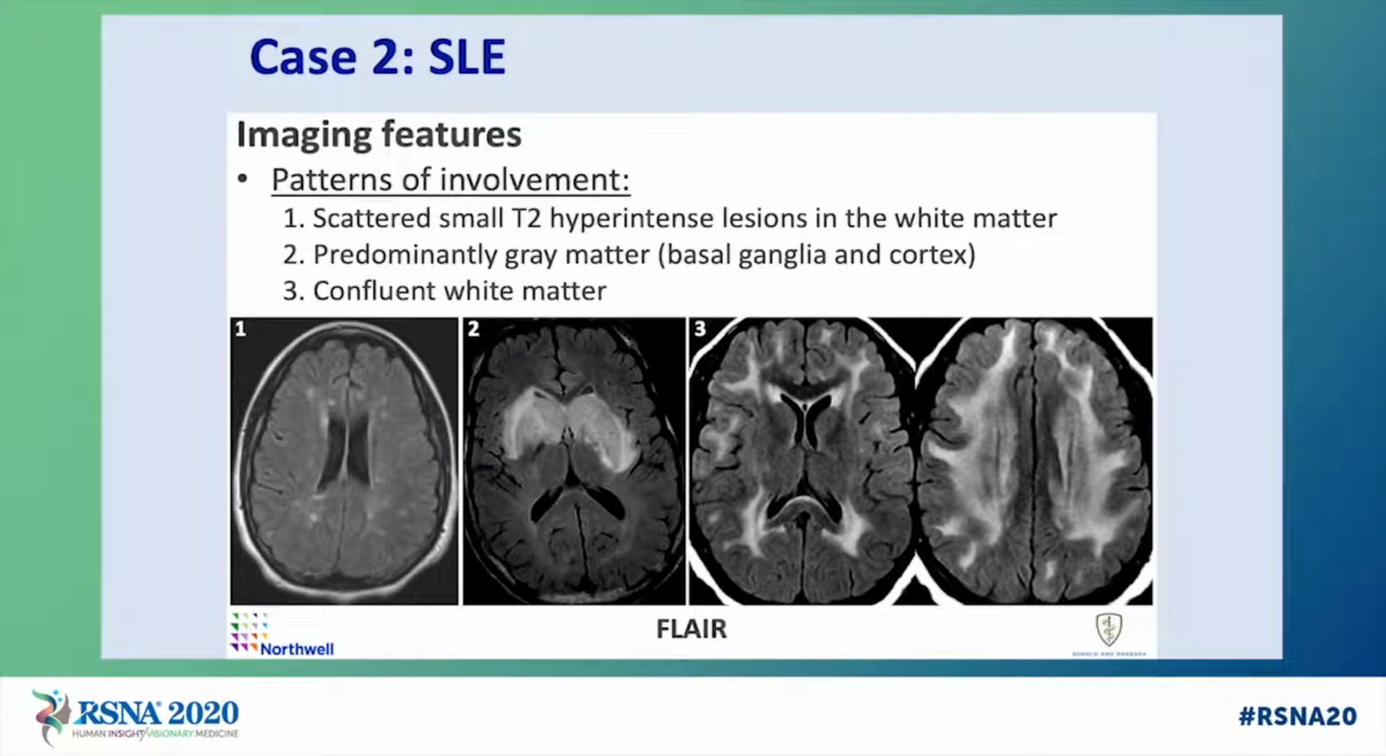The imaging features of SLE can present in different patterns as depicted in these case examples. The first is a common pattern that we saw in the index case, where there are scattered small T2 hyperintense lesions in the white matter. The second pattern is predominantly gray matter involvement in the basal ganglia, with possibly cortical involvement. And the third pattern is extensive confluent signal throughout the periventricular and subcortical white matter.